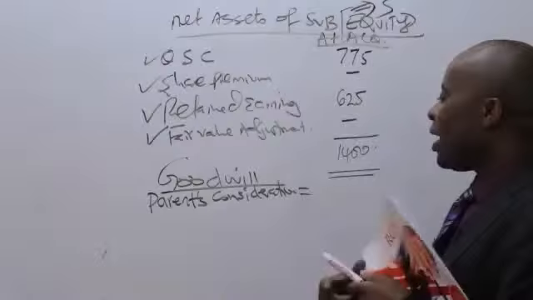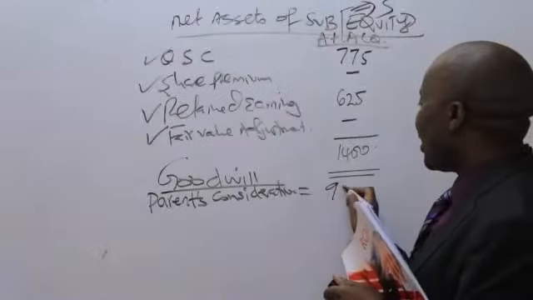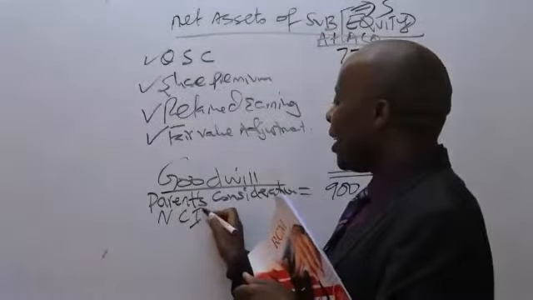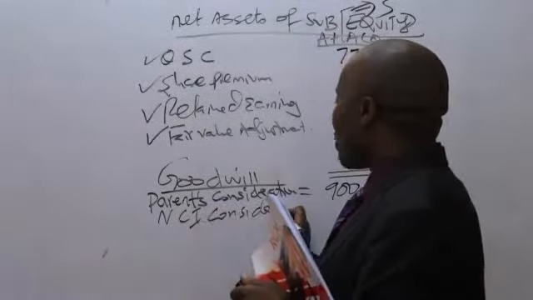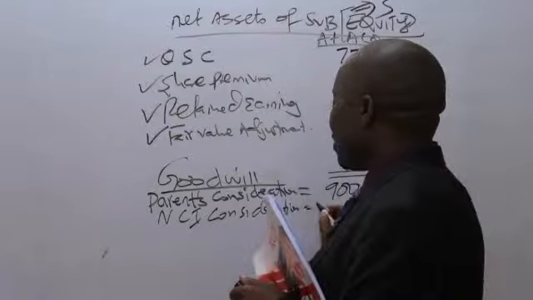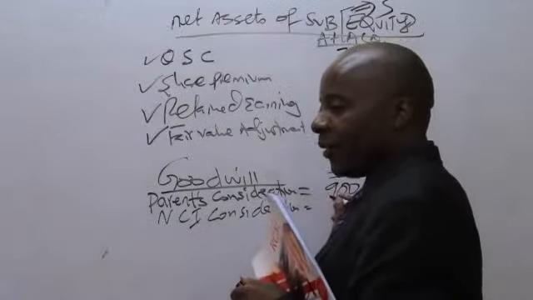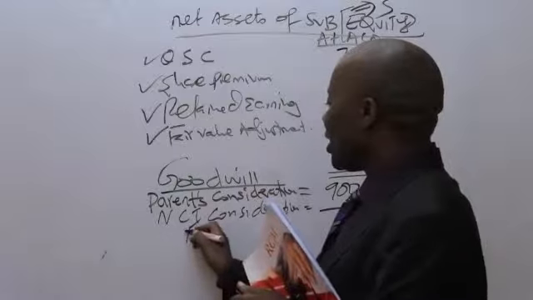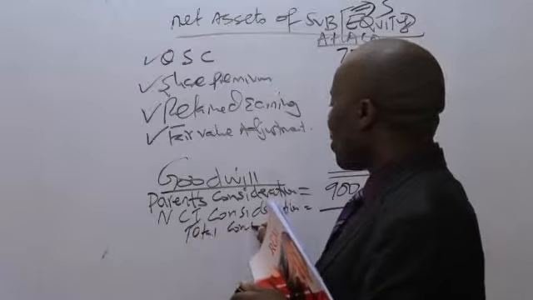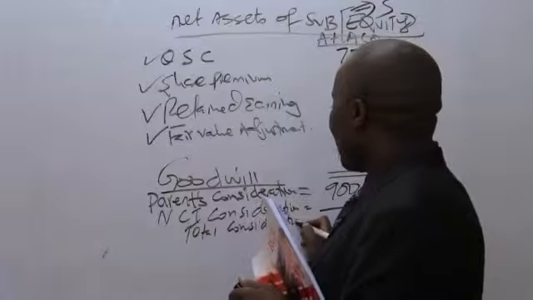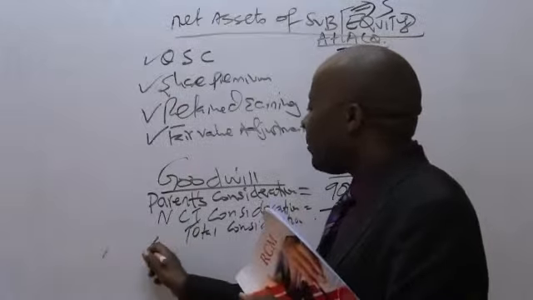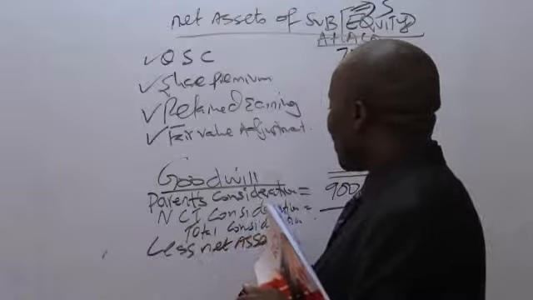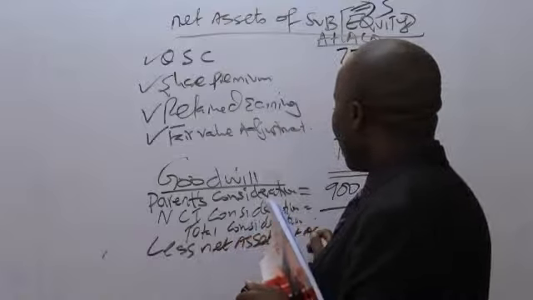So in this case, we have the parent's consideration, you write 900. Then you come and say, remember the parent never bought everything. NCI's consideration, first you leave a space. So you come and say here total consideration. Total consideration, first you leave it. Then you come below and say, less net assets at acquisition.